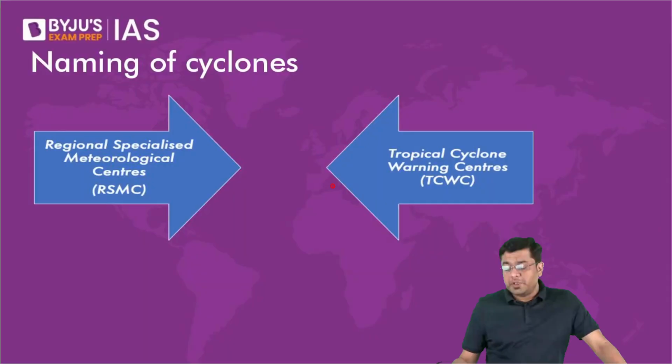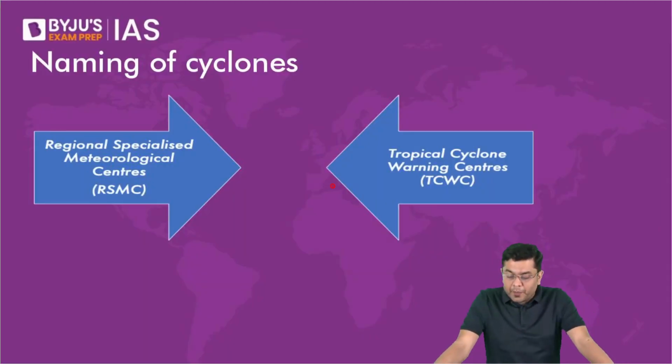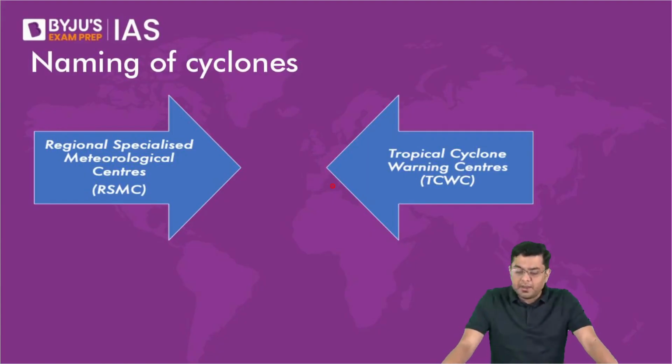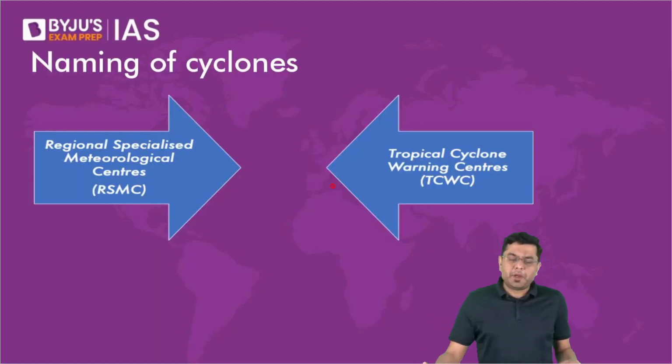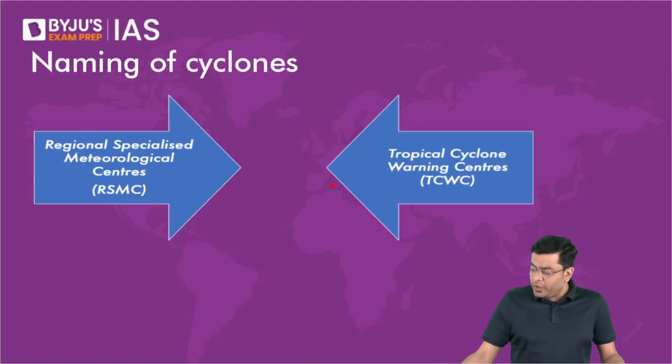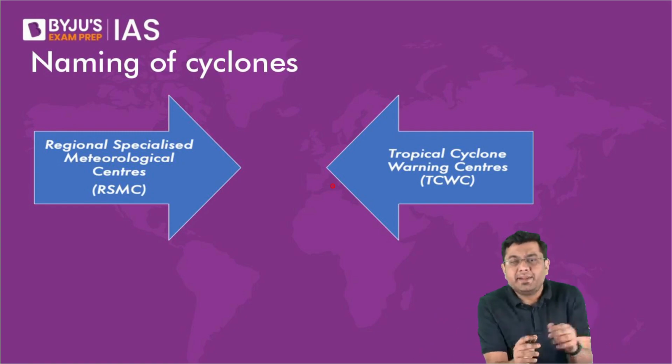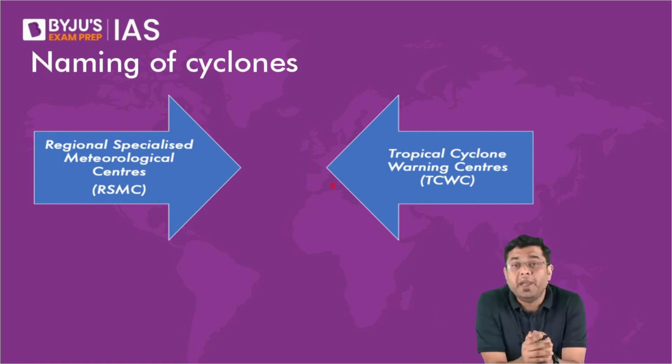Now we come to the portion of naming of cyclone. Now, here, before that, when you say the cyclone enters the land, the eye of the cyclone, the entire system enters the land. Okay. So now we come to the naming of the cyclone. But before that, you need to understand why this entire naming phenomena actually began.